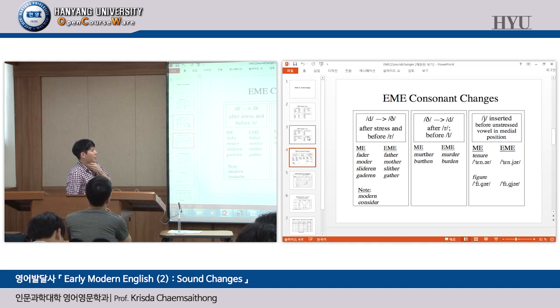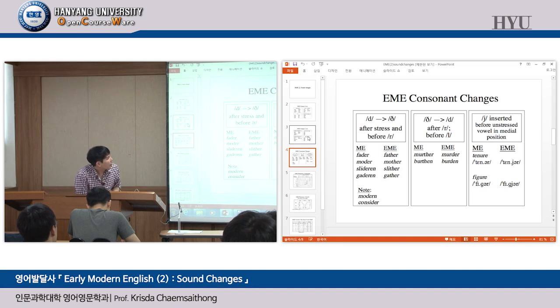With the exception of words like modern and consider, because they are not after stress and not before R, okay? And the second cell is the reverse of the first cell. The voiced interdental fricative becomes just the D after R and before L. So murder became murder, burden, burden, and so on, right?